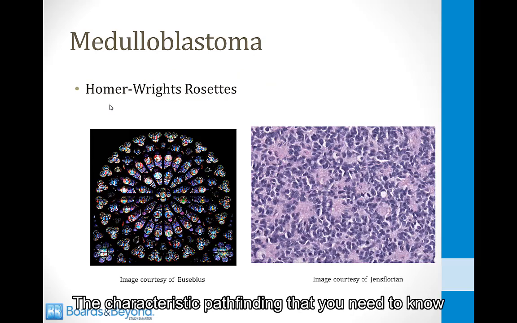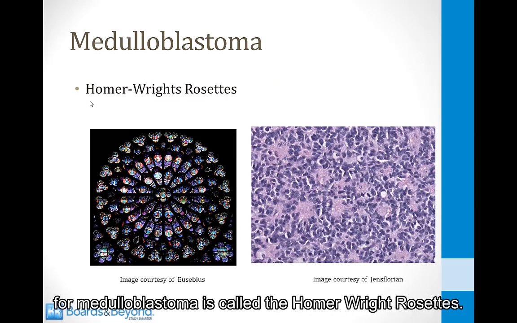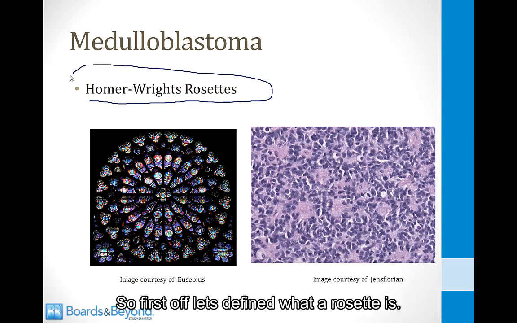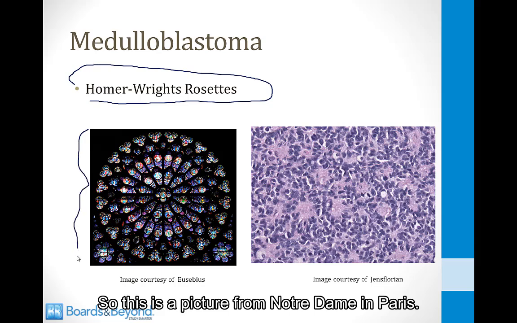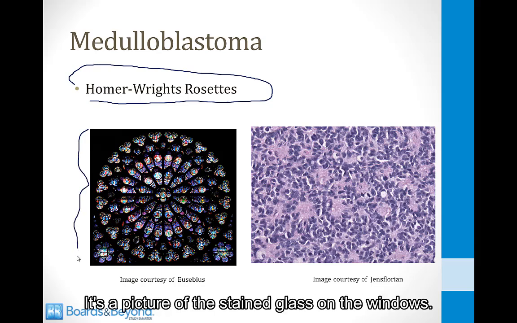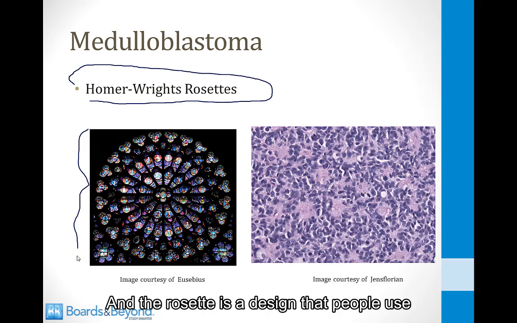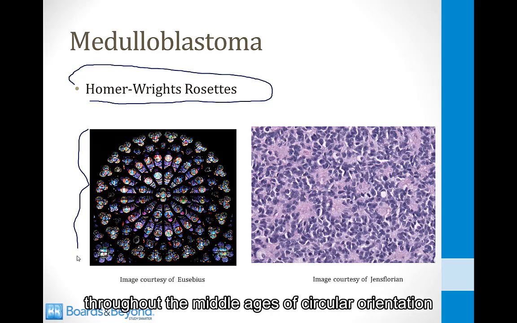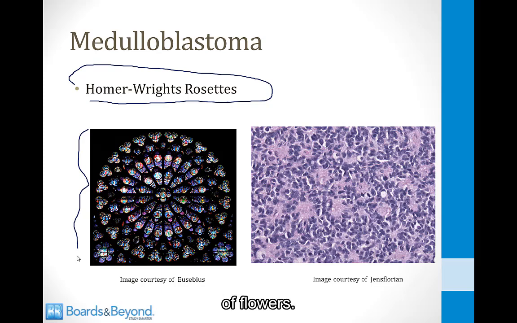The characteristic pathfinding that you need to know for medulloblastoma is called the Homer-Wright rosette. So first off, let's define what a rosette is. This is a picture from Notre Dame in Paris. It's a picture of the stained glass on the windows. And a rosette is a design that people used throughout the Middle Ages of circular orientation of flowers.